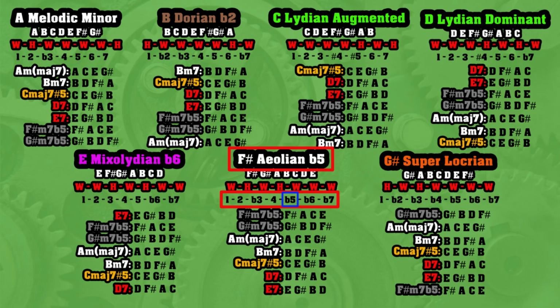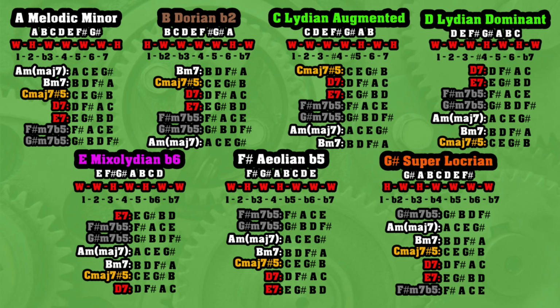This is also sometimes referred to as the Locrian natural 2 mode, because the Locrian scale formula is 1, flat 2, flat 3, 4, flat 5, flat 6, flat 7, but this has a natural 2 in it. So this could be referred to as Aeolian flat 5. This could also be referred to as Locrian natural 2. So there's a couple different names for some of these modes, but the important thing is that you understand what a mode is. A mode is just a rearrangement of the original scale, maintaining all the same 7 chords and the same interval between adjacent notes structure.